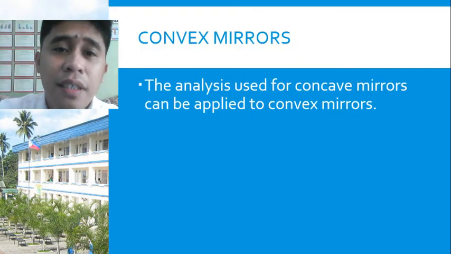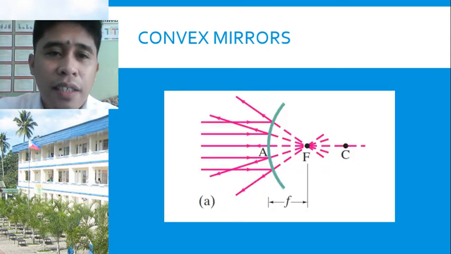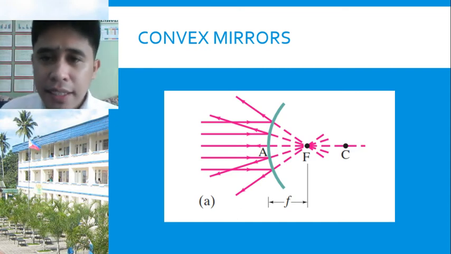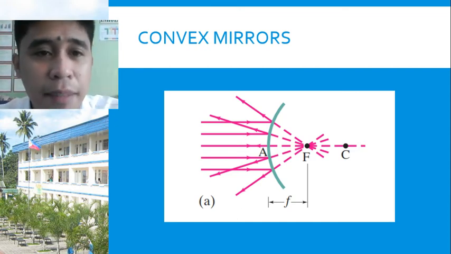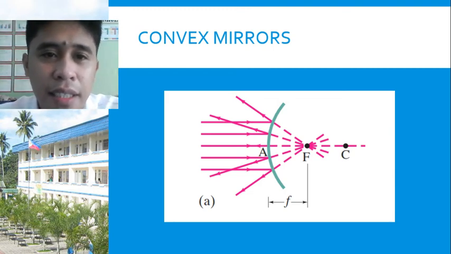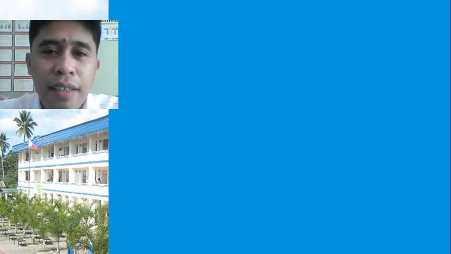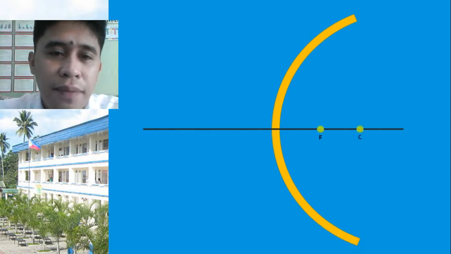The analysis for concave mirrors can be applied also to convex mirrors. However, the reflected rays diverge but seem to come from a point F behind the mirror. This is the focal point, and its distance from the center of the mirror is the focal length. This time, let us perform a ray diagram for an object placed before a convex mirror. Consider the following illustration. Where would the image be formed in a convex mirror?